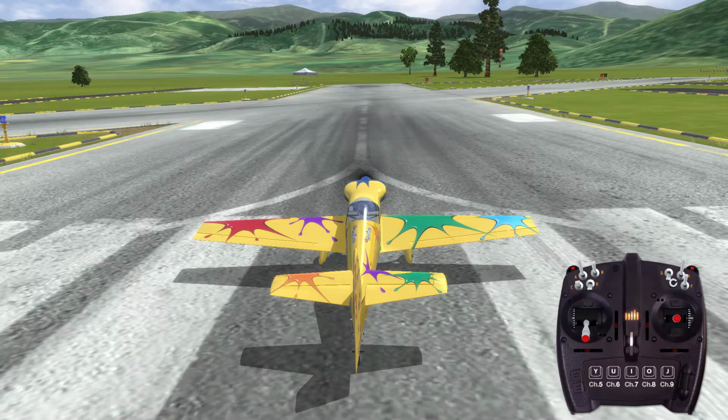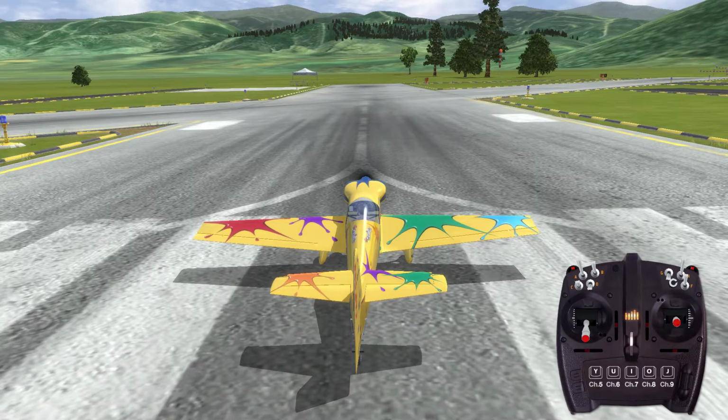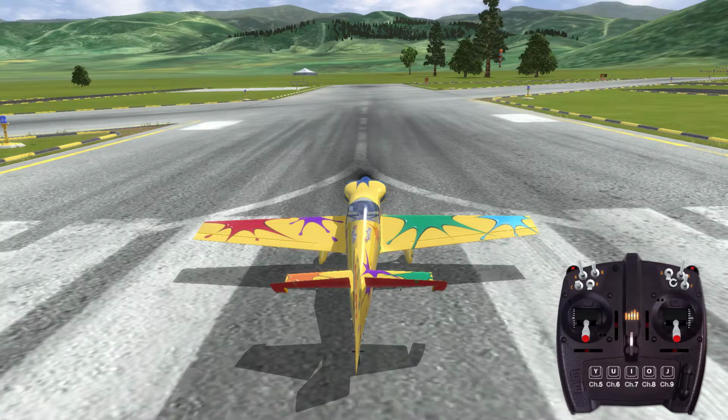So when we pull back on the right stick, what it does is it moves the elevator, which is the large surface at the back of the aircraft, on the tail, it moves it up and down. So when we pull the stick back, move it down, we call that pulling it back. What that does is air hits the top of that, the elevator's on the top of the tail, and it pushes the tail down, which then pushes the nose up.